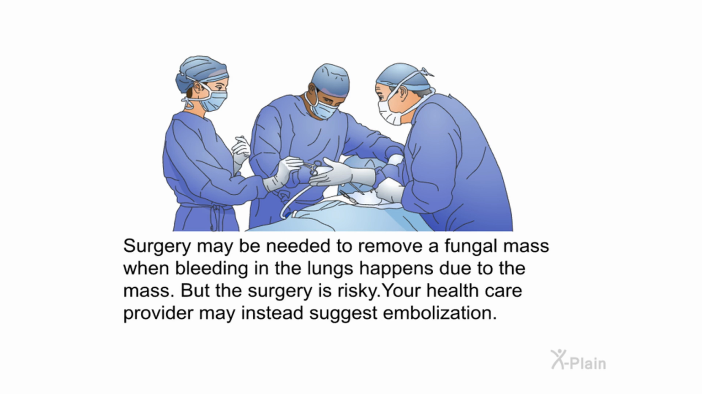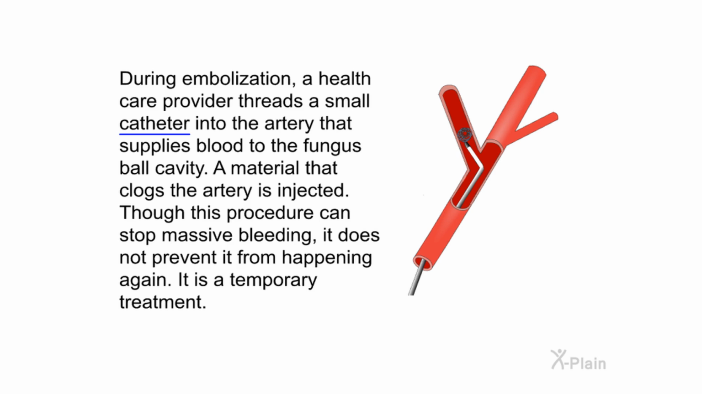Surgery may be needed to remove a fungal mass when bleeding in the lungs happens due to the mass, but the surgery is risky. Your healthcare provider may instead suggest embolization. During embolization, a healthcare provider threads a small catheter into the artery that supplies blood to the fungus ball cavity. A material that clogs the artery is injected. Though this procedure can stop massive bleeding, it does not prevent it from happening again. It is a temporary treatment.